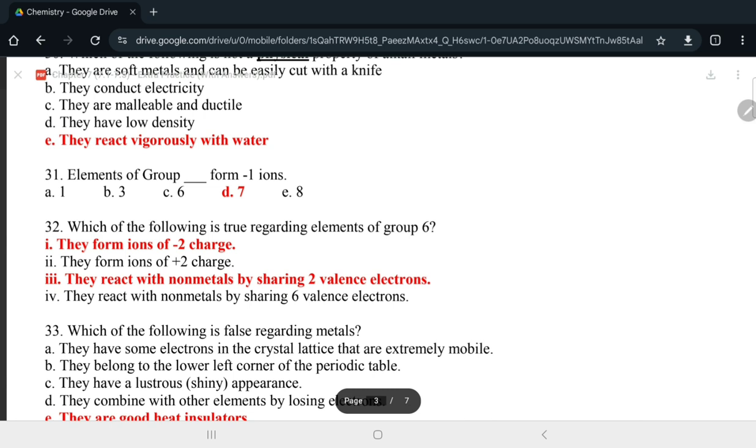Elements of what group form -1 ions? We know that it's the halogens, or group 7 or 17, the same thing. They form -1 ions. For example, chlorine, bromine, fluorine, tennessine, however you pronounce it. These are in group 7 and they form -1 ions.